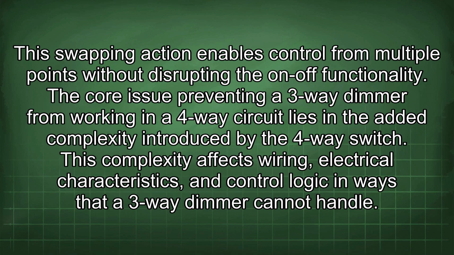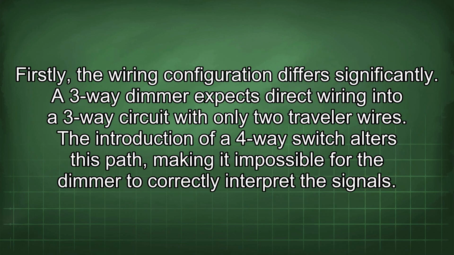The core issue preventing a three-way dimmer from working in a four-way circuit lies in the added complexity introduced by the four-way switch. This complexity affects wiring, electrical characteristics, and control logic in ways that a three-way dimmer cannot handle. Firstly, the wiring configuration differs significantly. A three-way dimmer expects direct wiring into a three-way circuit with only two traveler wires. The introduction of a four-way switch alters this path, making it impossible for the dimmer to correctly interpret the signals.